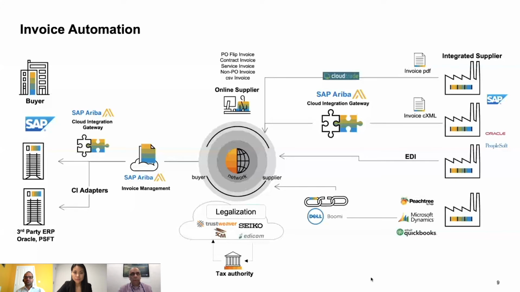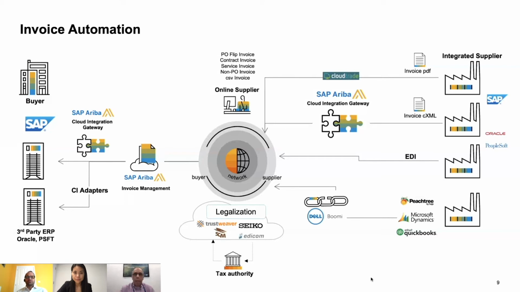And then the Ariba network, when we receive an invoice, we go through the process of doing the legalization of that invoice. So we reach out to some partners like TrustWeaver, like Edicom, like Sequel, and we sign that invoice electronically, and then we send that invoice to your buyer, and the buyer will receive that invoice that you created, already legalized, already with the electronic stamp, so that they can receive that and load into their ERP systems and do the whole processing of receiving and reconciling and paying your invoice.